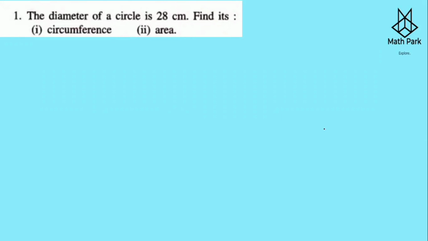We start with the first question, the easy start. The diameter of the circle is 28 centimeter. Find the circumference and area. So we know that circumference of a circle, we will be using the formula pi d when the diameter is given. The value of pi is 22 upon 7. The diameter is given as 28 centimeter. So 7 times 4 is 28, and 22 fours are 88 centimeter is the circumference of the circle. So we are done with the first part.